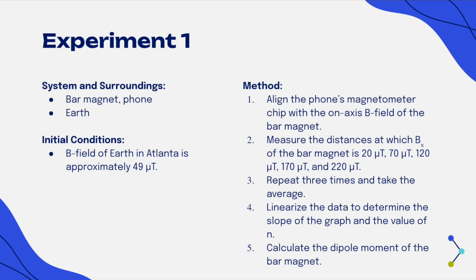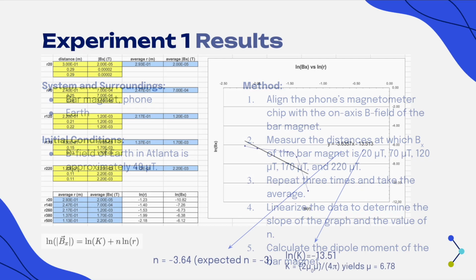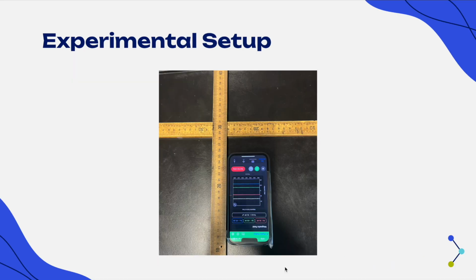For the first experiment, the system is the bar magnet and the phone, and the surrounding is the Earth, so we just have to take into account the B field of the Earth in Atlanta. To do this, we aligned the magnetometer at different distances from the magnet to determine the relationship between distance and the strength of the B field. Then we linearized the data to find the value of n, and also used that to find the dipole moment of the bar magnet. Here's a photo of the experimental setup.